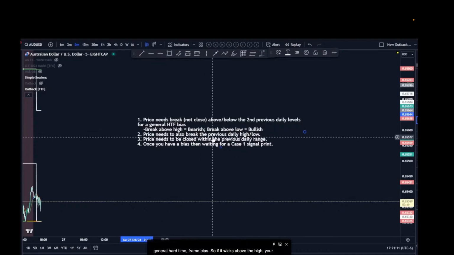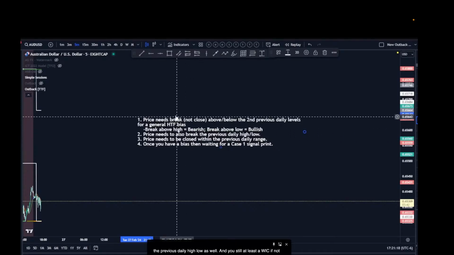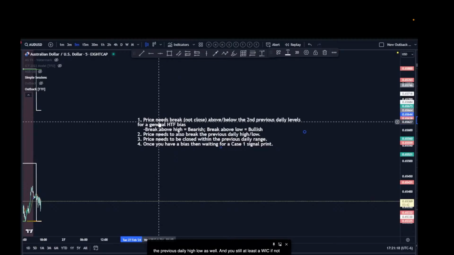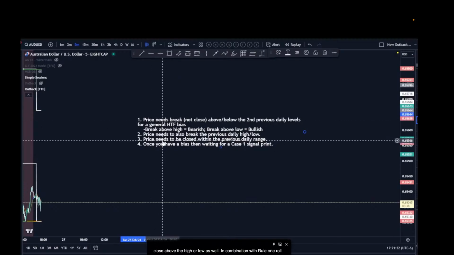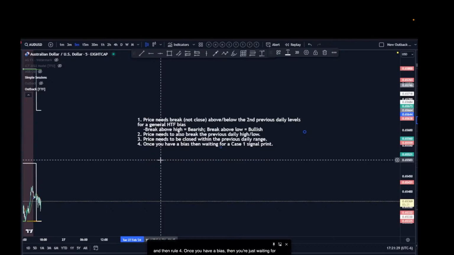Rule 2: price needs to also break the previous daily high and low as well. It needs to at least wick, if not close, above the high or low, in combination with rule 1. Rule 3: price needs to be closed within the previous daily range. And then rule 4: once you have a bias, you're just waiting for that Case 2 signal print.